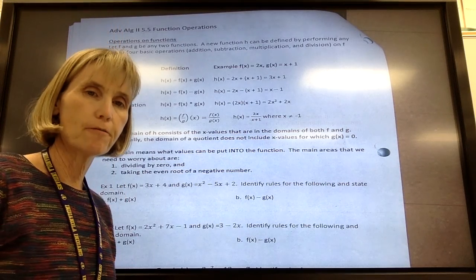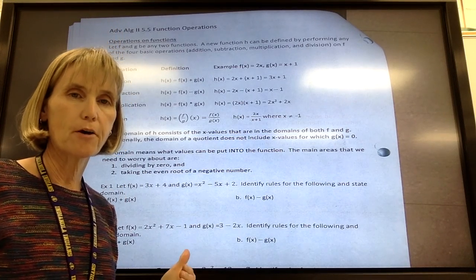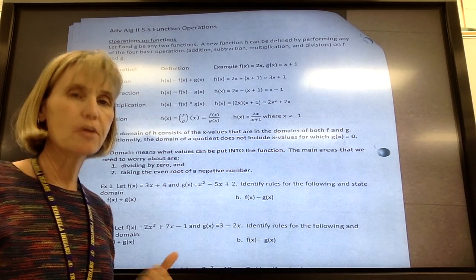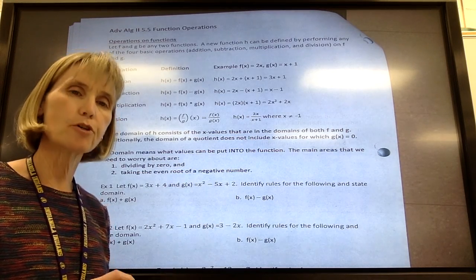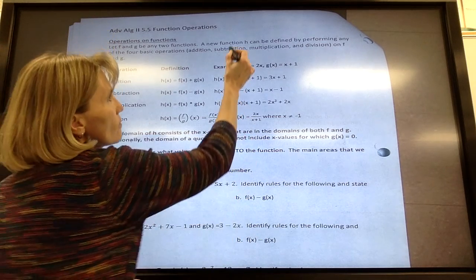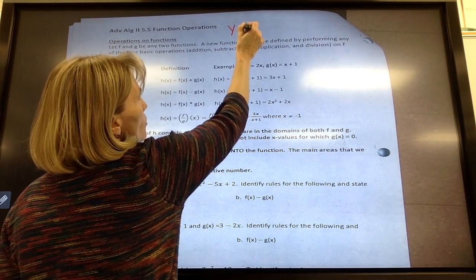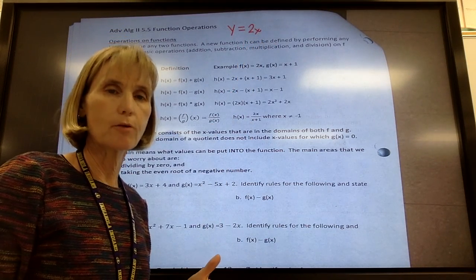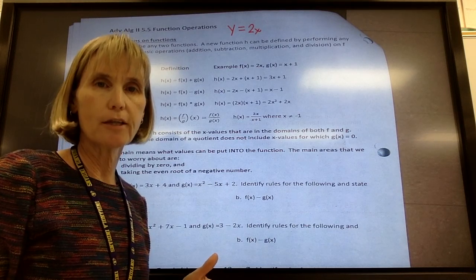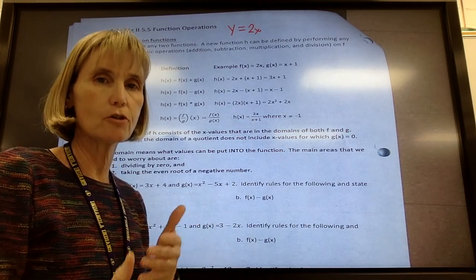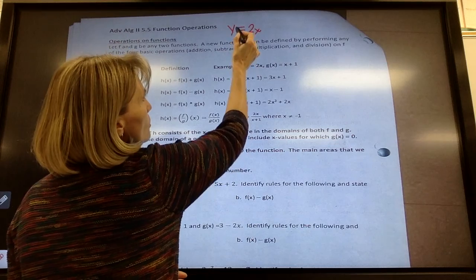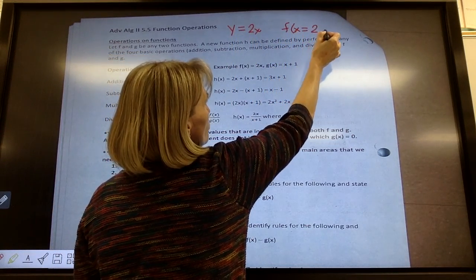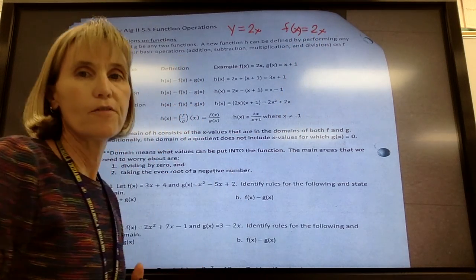Got a couple of sections left for Chapter 5. And on Section 5.5, we're going to talk about function operations. The big thing that you have to understand here is we're just changing the notation. Instead of saying y equals 2x, that's an equation. It's a linear equation. But instead, we're changing it so that it's in function notation. The only thing that changes is the y drops out, and we now say f of x equals 2x.